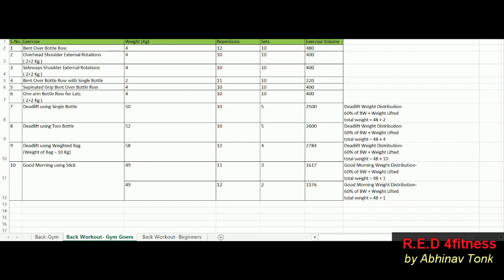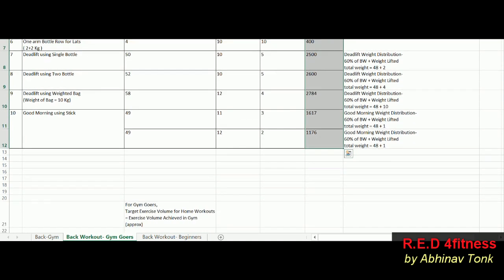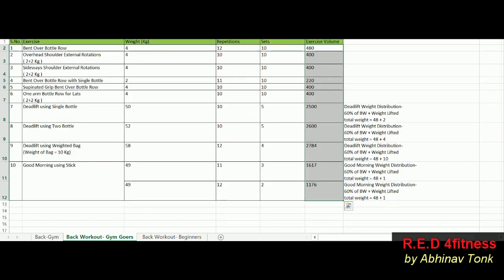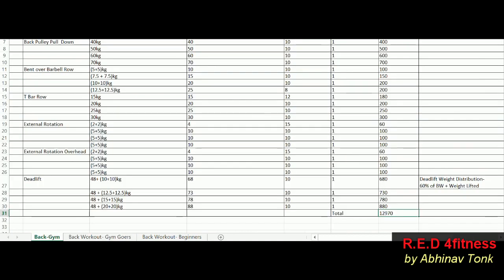Keeping this in mind, I have noted down all the exercises that I just showed you a few minutes back, with the weight that I am lifting in each exercise. This is the net weight. I have to design my workout schedule so that when I write down the weight, repetitions and sets, and finally calculate the total exercise volume, it is equal to the exercise volume achieved in the gym. Here the exercise volume is coming up as 12,977, which is approximately equal to 12,970, our target exercise volume.